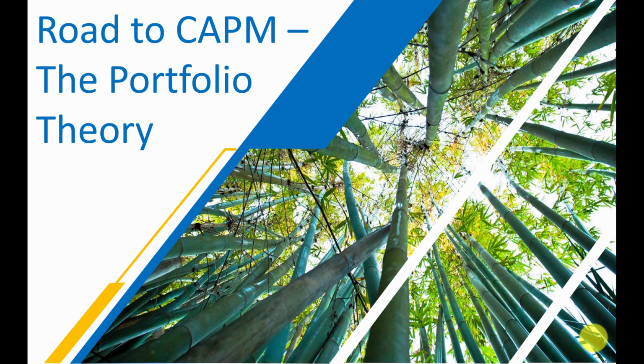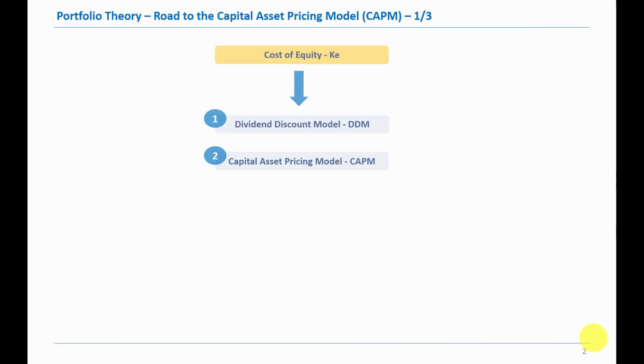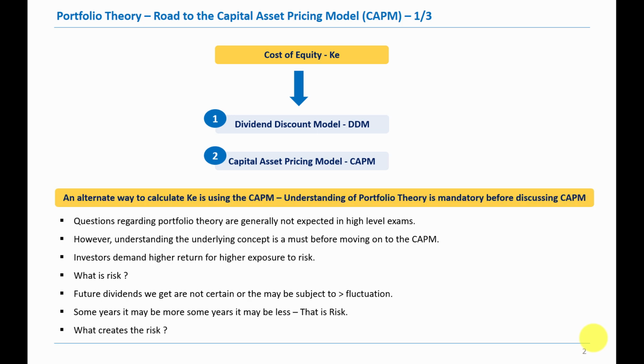So let's jump in. In the previous videos, we learned how to calculate the cost of equity using the dividend discount model, and I'm sure you are well versed with that now. The second method to calculating your cost of equity is your CAPM, the capital asset pricing model. But before we jump on to CAPM, we need to get an understanding of what the portfolio theory is. You cannot expect questions regarding the portfolio theory in high-level exams. However, an understanding of the underlying concept is very important if you want to tackle CAPM in a smooth way.